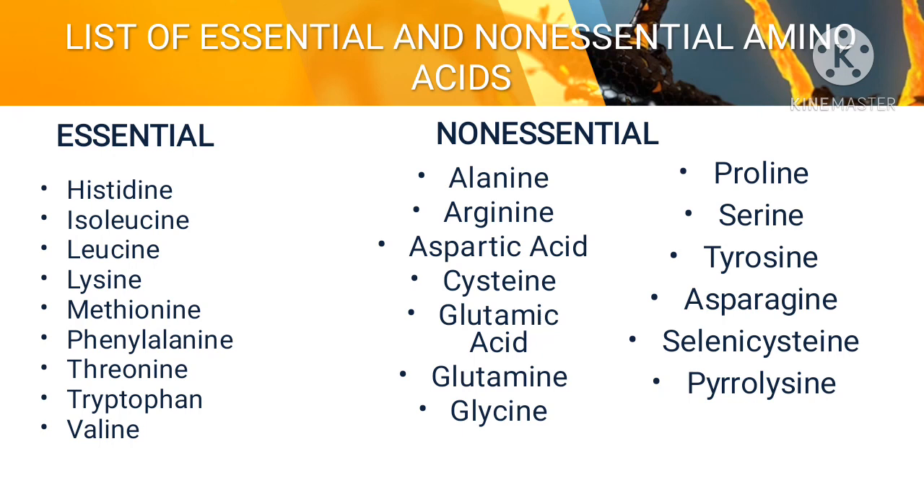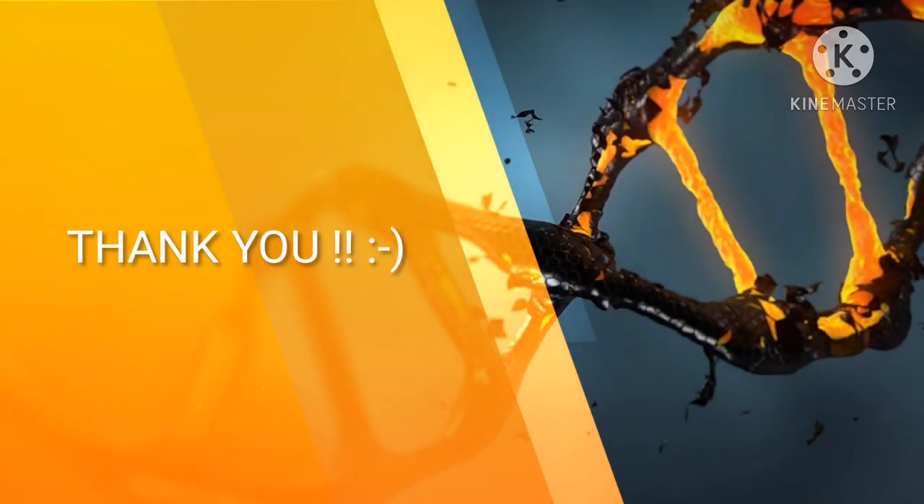Some amino acids that are normally non-essential may need to be obtained from the diet in certain cases. The following are the non-essential amino acids: alanine, arginine, aspartic acid, cysteine, glutamic acid, glutamine, glycine, proline, serine, tyrosine, asparagine, selenocysteine, and pyrrolysine.